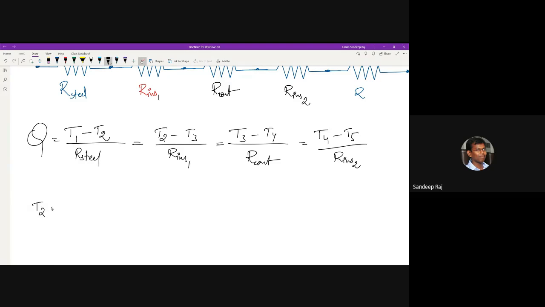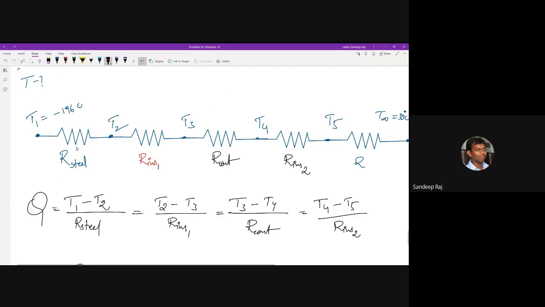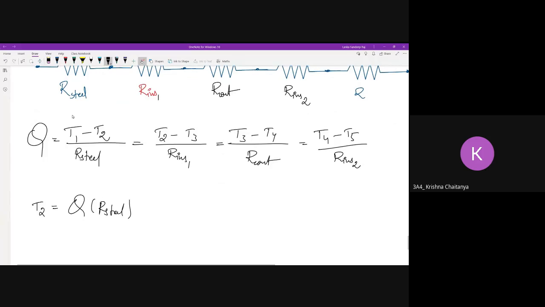So T2 will be equal to Q into R steel minus 196? What minus 196? T1 itself is minus 196. Are you telling the T2 value? Yes, sir. I don't have it with me right now. Sir, it's actually minus 195.88. Yeah, yeah. Let me check it.